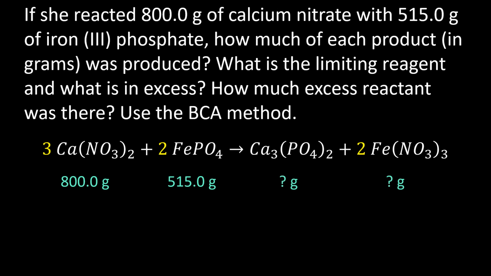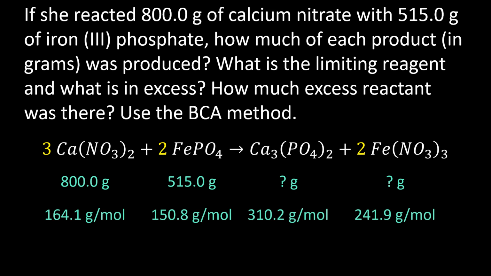The next thing that we need is how much of each product was produced. So I put a question mark in grams under each product because that's something that we need. We also need the molar masses of each reactant and product. So all 4 of these are going to have to be calculated.